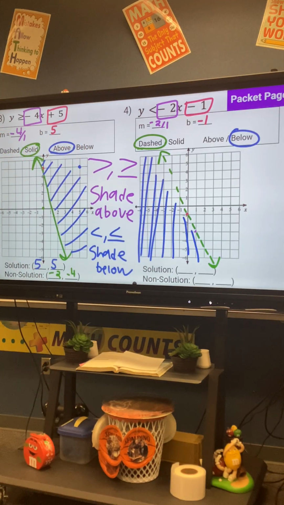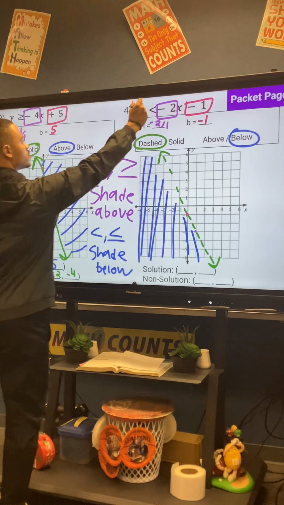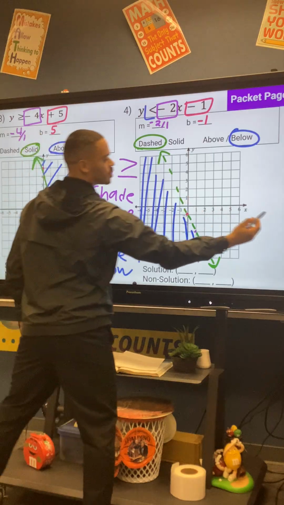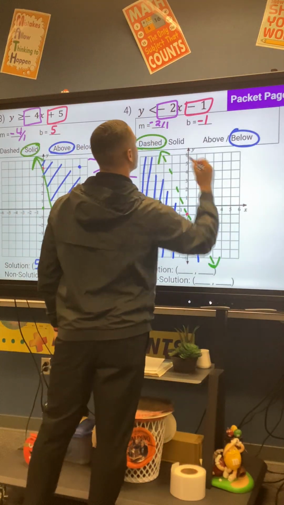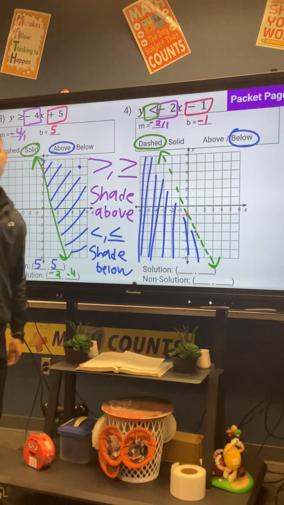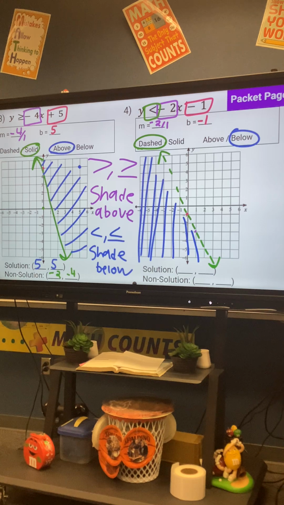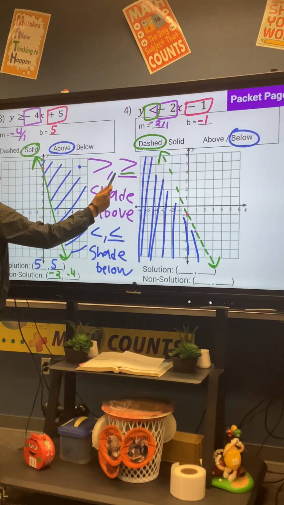The easiest way to do it is always go back to the y-intercept. How do you know if it's a dashed or a solid line? What tells you that information? The inequality sign tells you if it's dashed or solid.